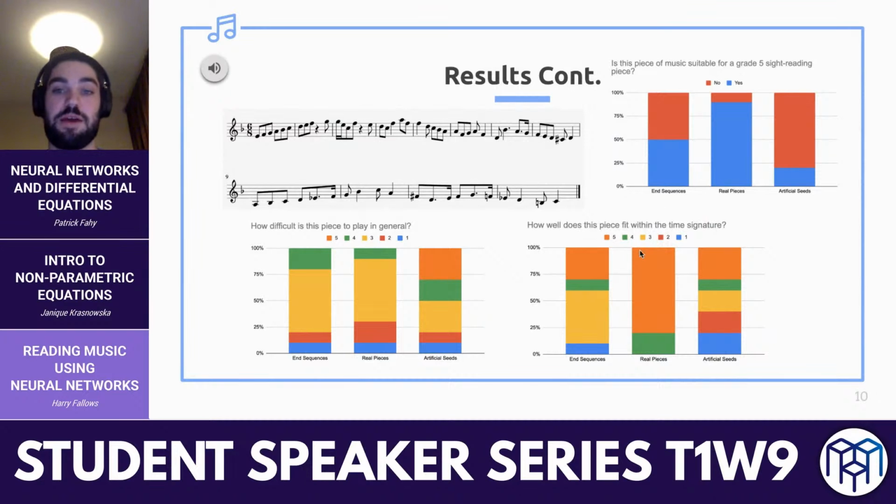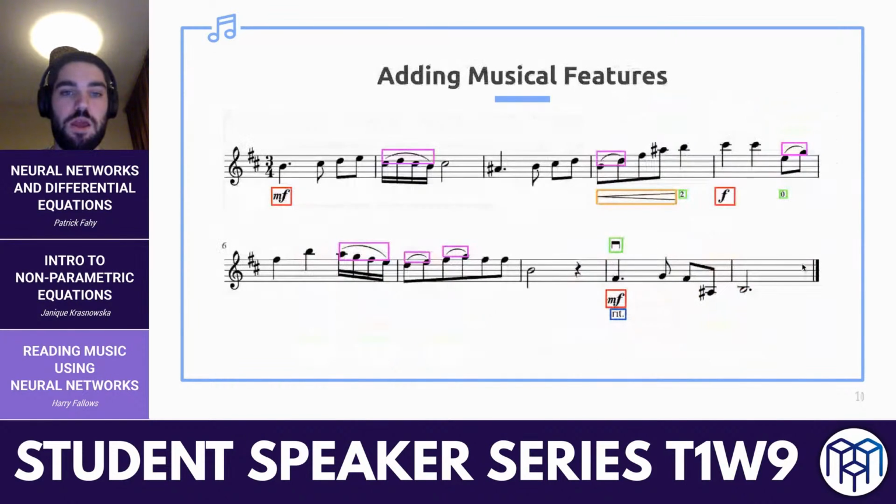But in this seeding method, 50% of the time, they said that the pieces were suitable, which is pretty good. That is better than what I was expecting. In the middle one is the control data. So 90% of the time, the real pieces were suitable for grade 5 sight reading. And then on the right hand side, we've got a different seeding method, and only 20% were suitable.